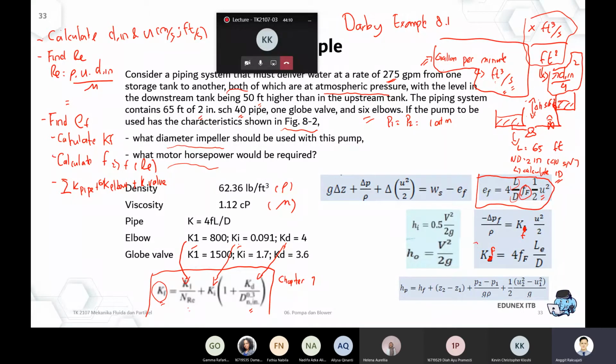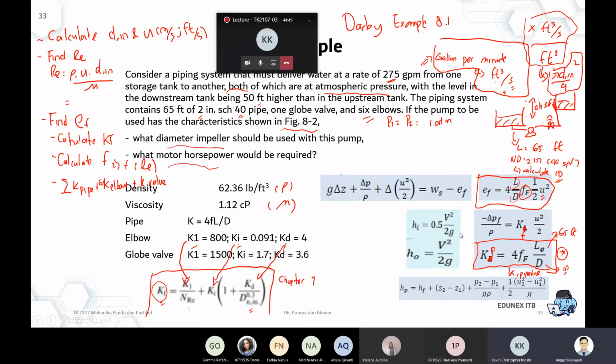You can convert easily. If you calculate the straight pipeline using this correlation, 4 times f times L per D, that would be equivalent to K of the pipeline. Where you can directly substitute the number, the length, that's the 65 feet provided in the example, and the inside diameter, which has to be determined based on 2 inch and schedule number 40. That is coming from the chart.